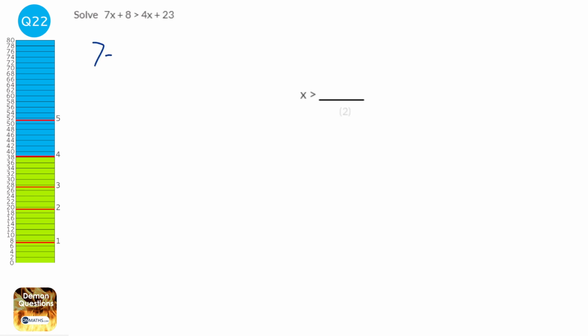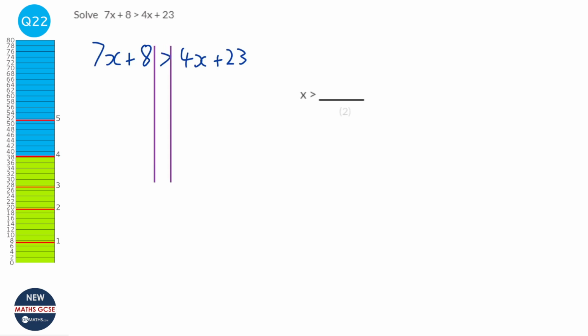So we're going to write out the question again, just to give us a bit more space. And we're going to put in our tramline so we can solve it. Now we're going to solve this in exactly the same way as if it was an equation with an equals in the middle. One slight difference though is if you times or divide by a negative, you've got to flip the sign, but hopefully we won't do that.